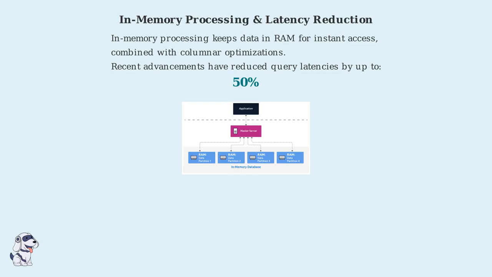In-memory processing represents the pinnacle of performance optimization for nested JSON. By keeping frequently accessed data in RAM rather than on disk, queries execute instantly without I/O bottlenecks. When combined with columnar storage and vectorized processing, recent advancements have achieved remarkable results. According to Gartner reports from 2024-2025, these optimizations have reduced query latencies for nested structures by up to 50%.